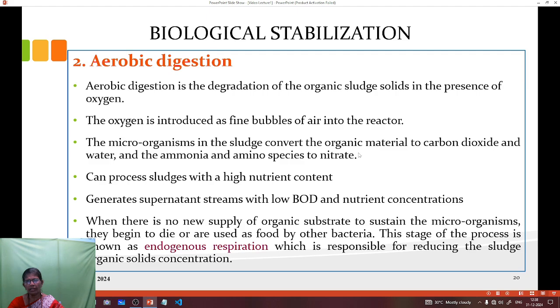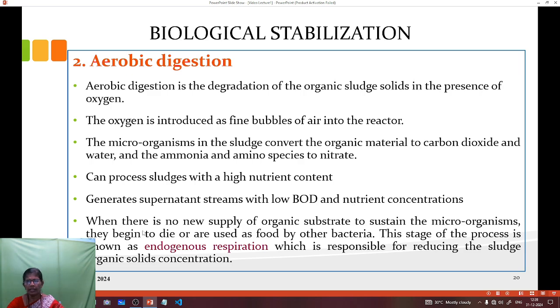Here the microorganisms will convert the organic matter into carbon dioxide, water, and ammonia species will be converted to nitrate. So these are the products: carbon dioxide, water and nitrate. In this process the sludge contains high nutrient content. Then the supernatant stream has low BOD. Supernatant will contain less BOD. That is, BOD will be highly reduced, and it also contains nutrient concentrations.